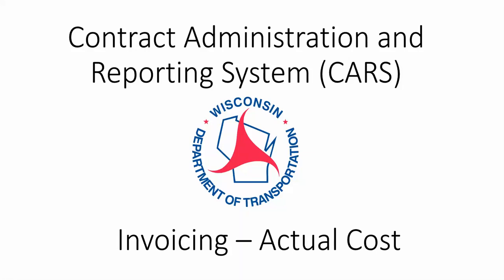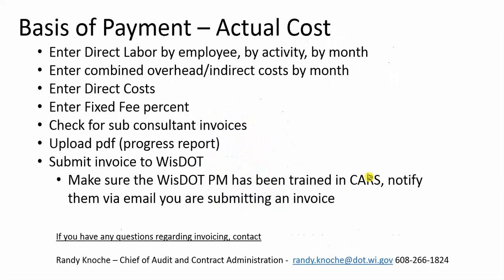This CARS tutorial will be talking about invoicing an actual cost contract. When the basis of payment is actual cost, you will be entering in direct labor by employee, by activity, and by month. You will then take the combined overhead/indirect costs and also enter that in by month. You'll also enter in direct costs, the fixed fee percent, check for sub-consultant invoices, upload a PDF if necessary, and then submit your invoice to WISDOT.